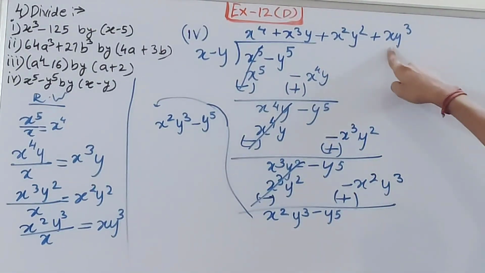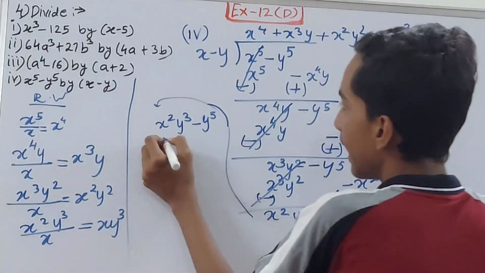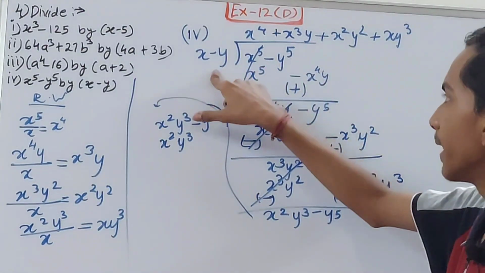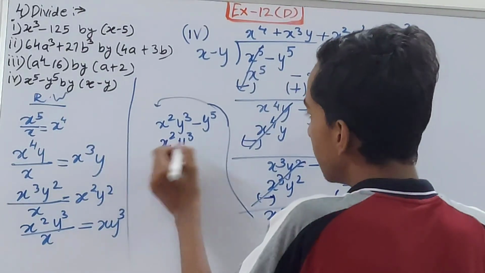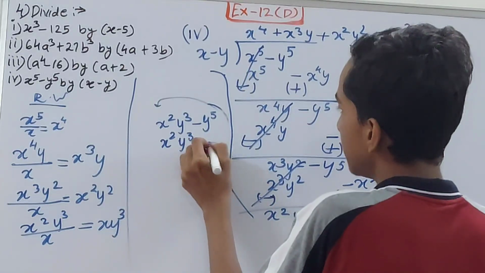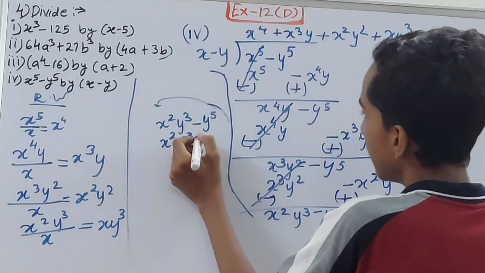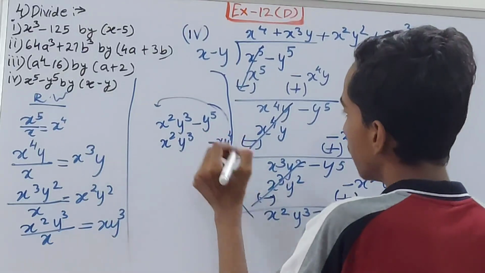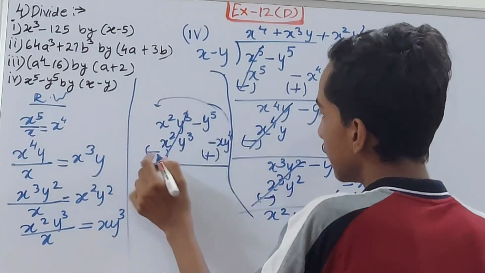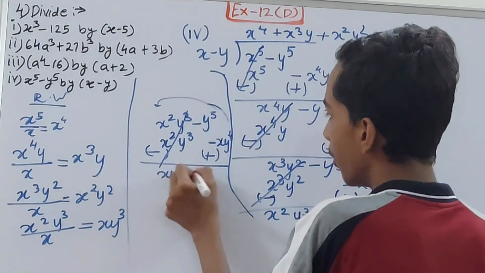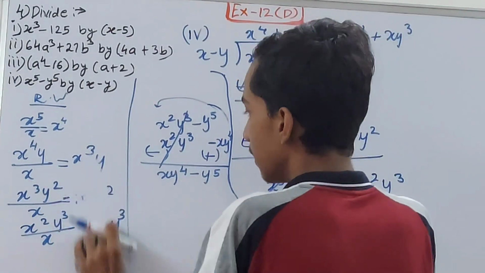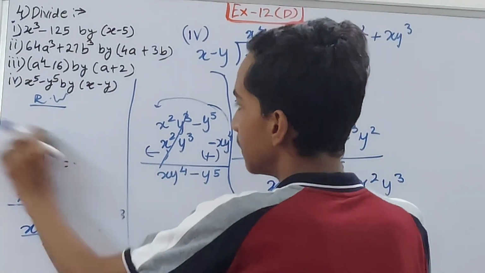Alright, now multiply xy cube with x, so you will get x square y cube, multiply xy cube with minus y, so you will get again another term which I'll write here only. So see here, this will be minus sign and then xy to the power of 4. Try to adjust with me only. Here plus, so this will cancel. You have xy to the power of 4 minus y to the power of 5. And here we will divide it again as well.